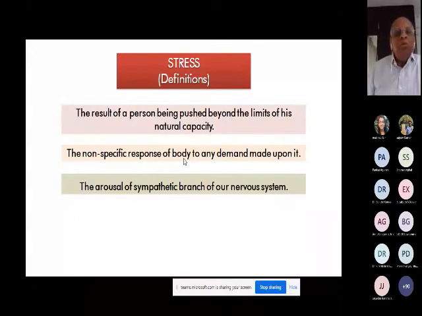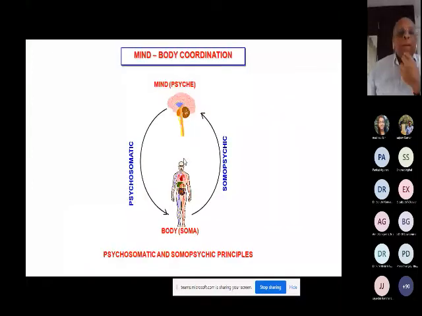So as we told, stress is the result of a person being pushed beyond the limits of his natural capacity. It is also the non-specific response of body or mind to any demand made on that. It is also the arousal of the sympathetic branch of our nervous system. As I told, the mind influences the body, which is called psychosomatic, and the body influences the mind, somatopsychic. So the body and mind should be synchronized to ensure the stresses are kept at the barest minimum.